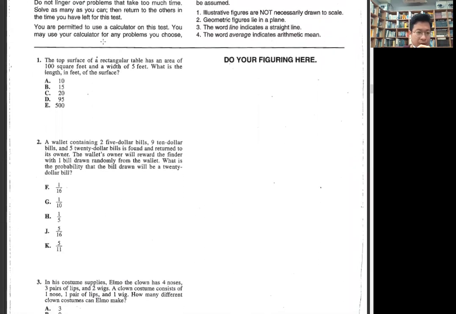So, the top surface of the rectangular table, the area is this much. The width is this, obviously 20. 20 times 5, 100.